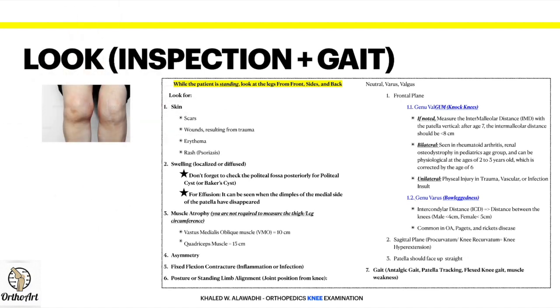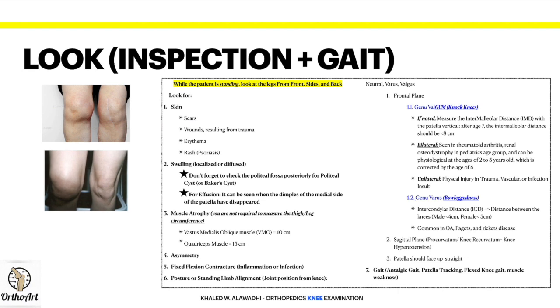Now for the frontal plane, you check for genu valgum, which is the knock knees. If noted, you have to check the intermalleolar distance. So you measure between the distal malleolus of the foot on each side. In an ideal situation, after age 7 it should be less than 8 centimeters. If it is more than 8 centimeters, it means you have a problem, most likely genu valgum, and you have to investigate.